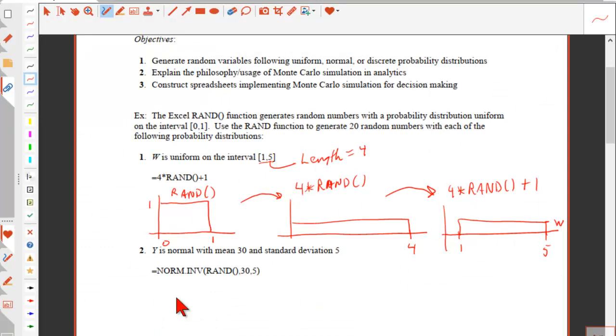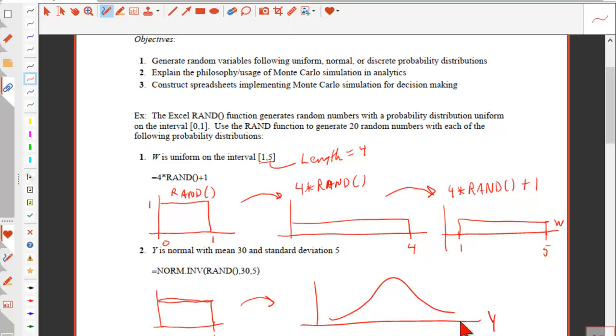Number 2 says, I want a random variable y that has a normal distribution. So we'll start with RAND again, having this flat distribution. And this time I want to take it to a random variable that has a bell curve with peak at 30 and standard deviation 5. We've used the normal inverse command before. This time we're going to put a random number into it. So RAND generates a uniform random variable in 0, 1, and the normal inverse command turns it into a normal random variable with the right mean and standard deviation.